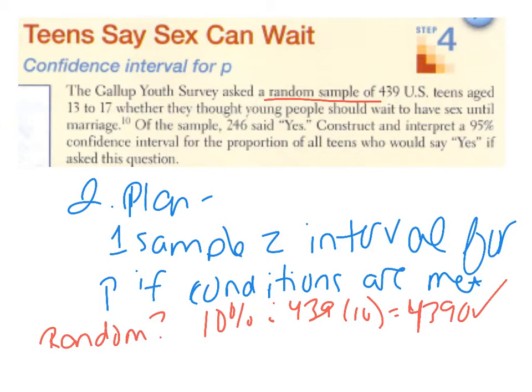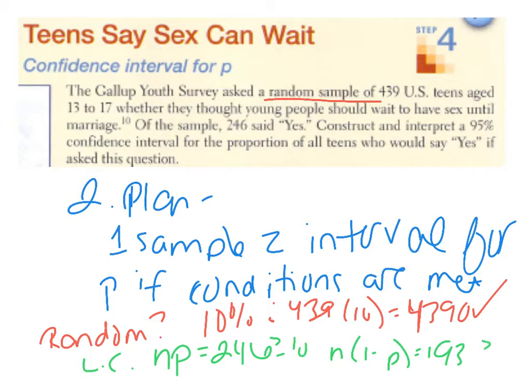And then I'm looking at large counts. For large counts, I'm looking at np, my successes versus my failures. My successes: 246 of them said yes. My failures would be 193. Both of those are greater than or equal to 10, so my large counts condition is met.